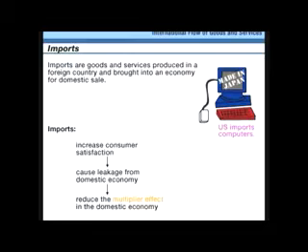So imports are good because they increase your satisfaction from goods and services, but they're costly in a macroeconomic sense because it's income that's leaking out of your domestic economy, and therefore it's reducing the multiplier effect because you're creating multiplier consequences in some other country, not in your own.